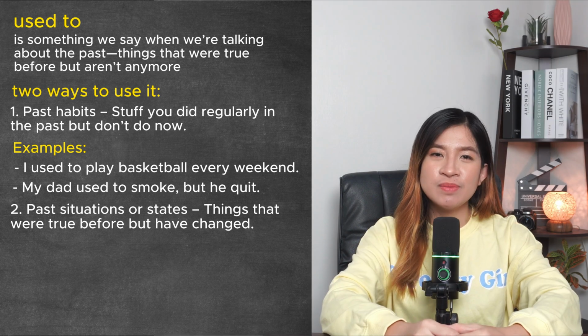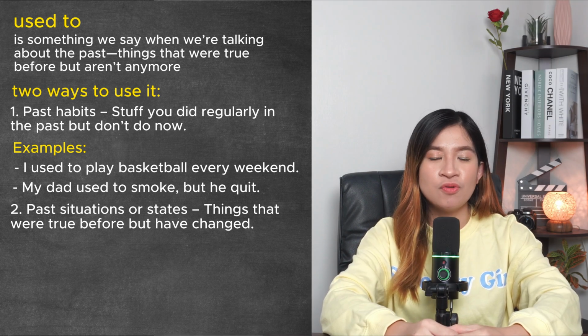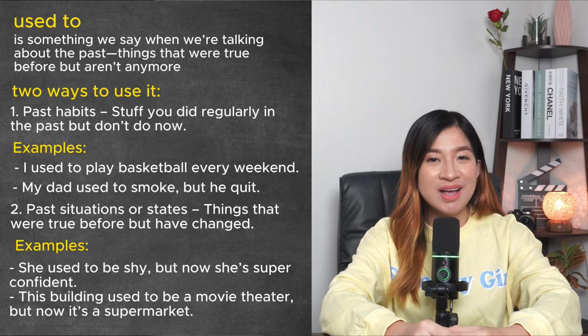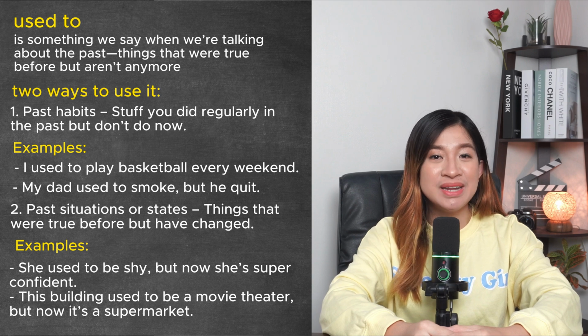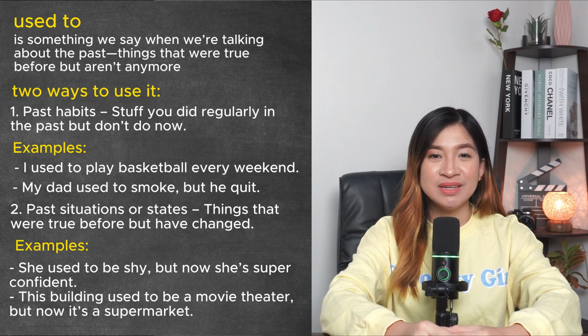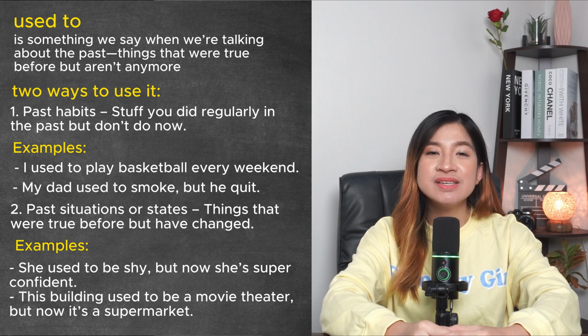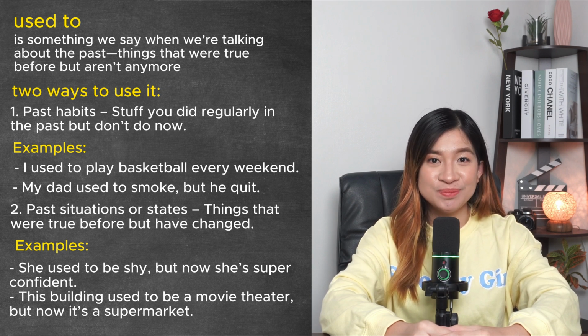Now, what if you're talking about something that was just true before, but isn't anymore? You also use "used to." "She used to be shy, but now she's super confident." "This building used to be a movie theater, but now it's a supermarket." So if something was a certain way before, but it's different now, you say "used to."